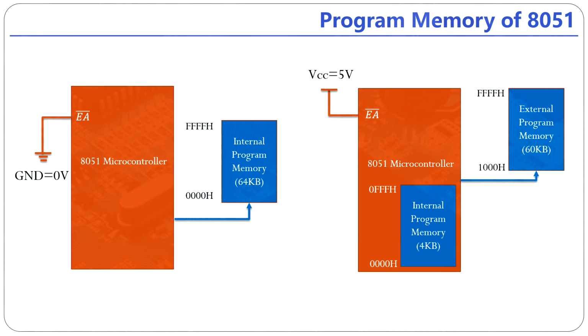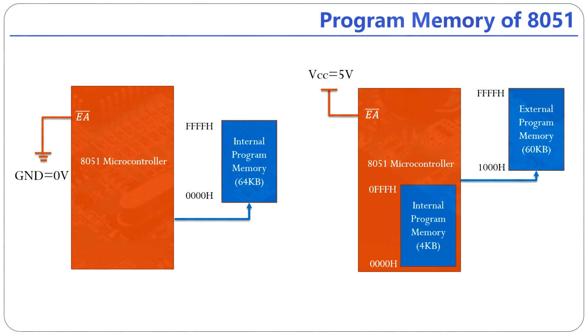And all the program instructions are fetched from external memory, which can go up to 64 KB, starting from address 0000H to FFFFH. Okay. Now look at the right side. Here the EA pin is connected to VCC, right? That is the 5 volt supply. This enables the use of internal program memory.